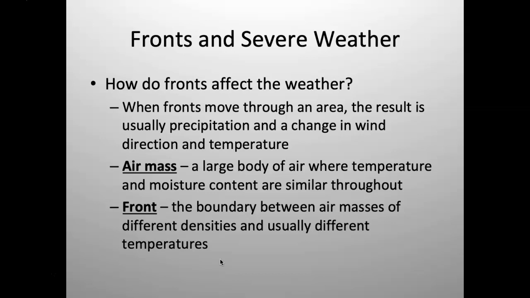A front is the boundary between those different air masses, giving us different densities of air and usually different temperatures as well. As these fronts move through an area, we usually have some form of precipitation coming through, and also a change in the wind direction and temperature.